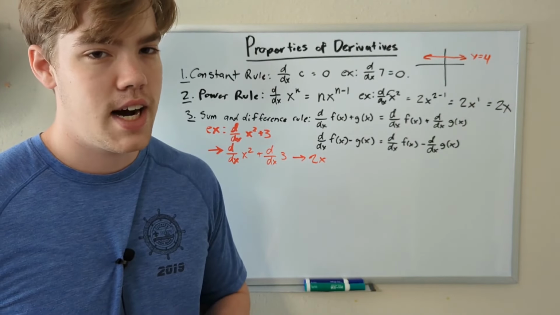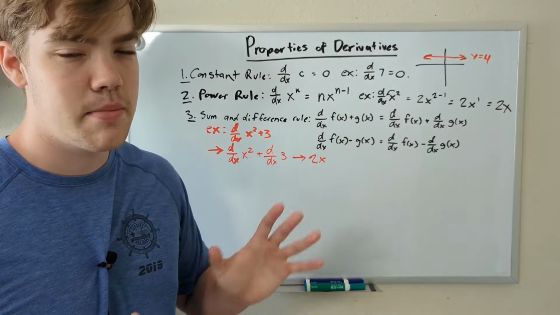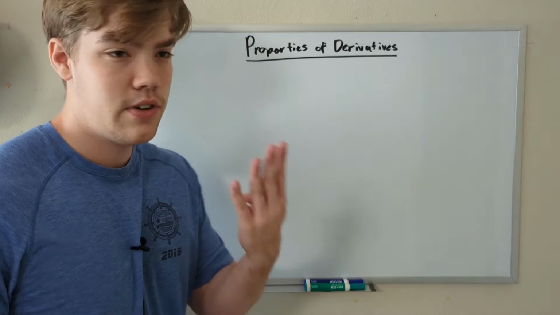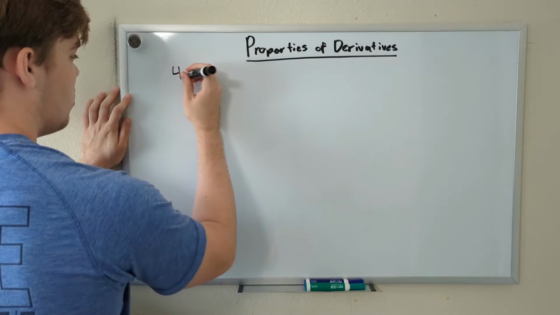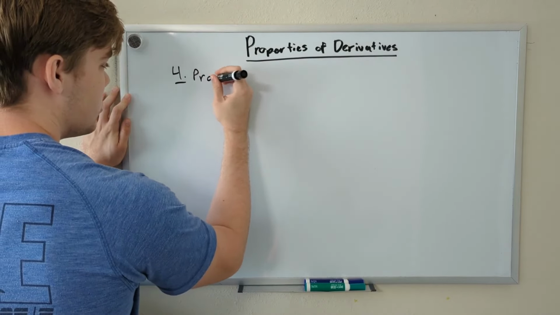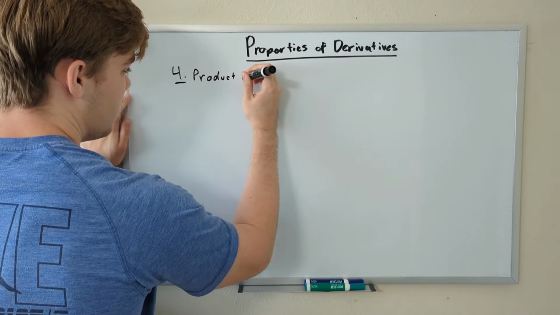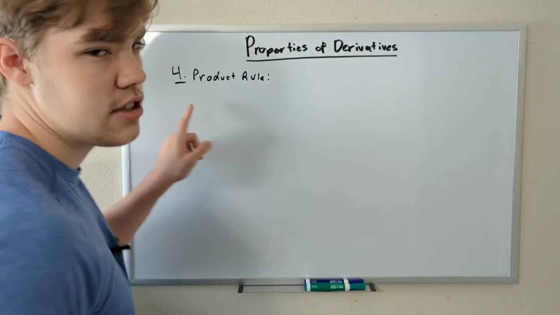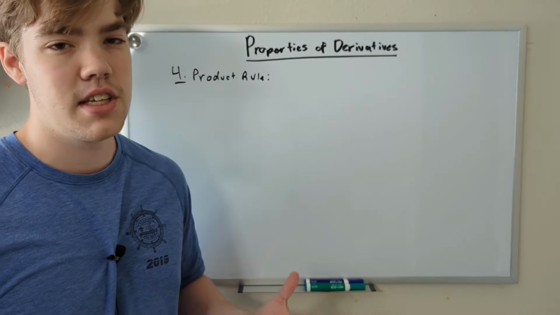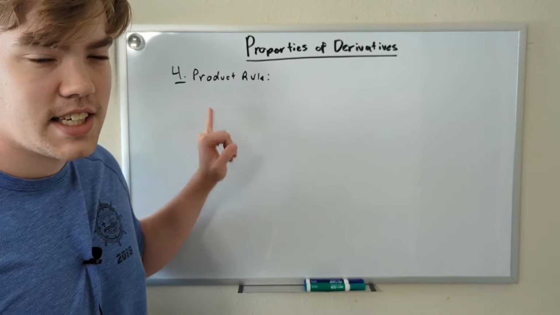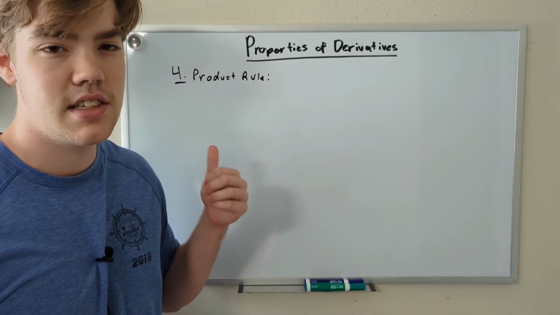Now rule number 4 and 5 are a bit longer, so I'm going to erase this to give myself plenty of room to work with. Rule number 4 is the product rule. Similarly to the sum and difference rule, we have a special rule for finding the derivative of 2 functions being multiplied together. But this one's a lot different than the sum and difference rule, and that's why it gets its own category.